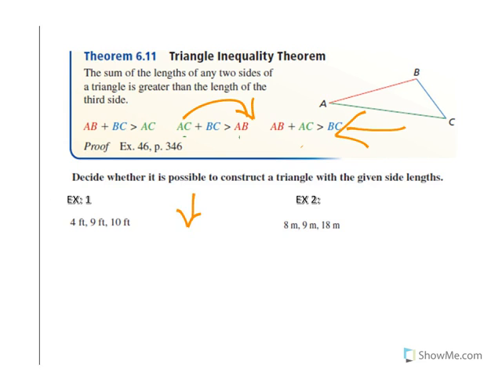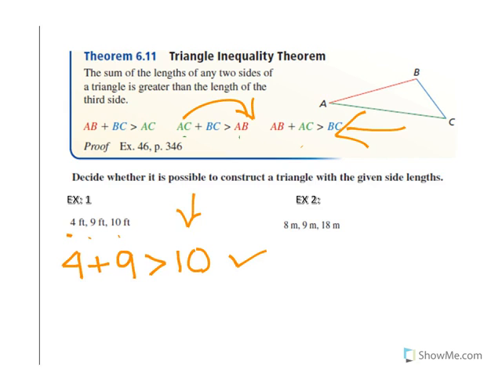Okay, so we're going to decide whether it is possible to construct a triangle with these three measurements, with those three side lengths. So, 4 is at the front of our line. I'm going to say 4 plus 9 has to be greater than 10. Is that true? Is 4 plus 9 greater than 10? Sure it is, because 4 plus 9 is 13. 13 is greater than 10. That one works.